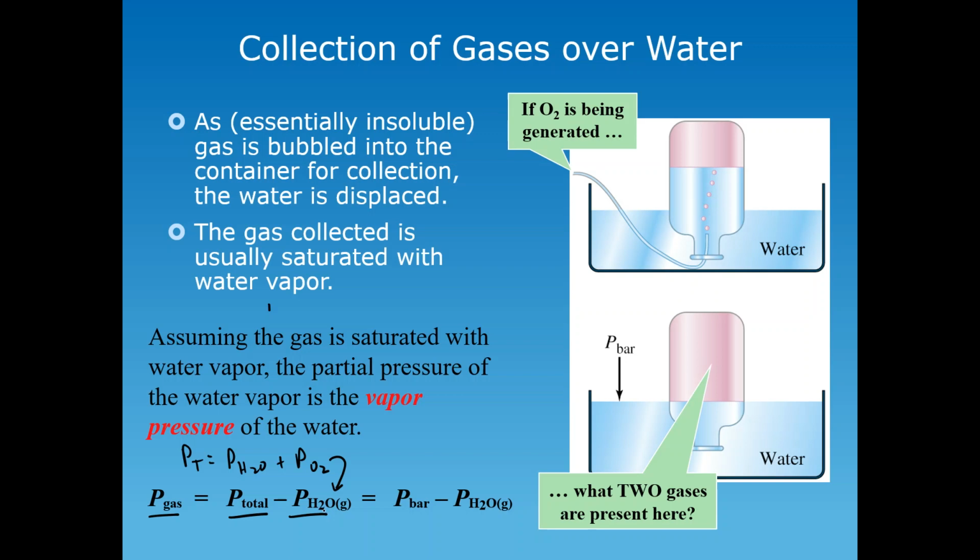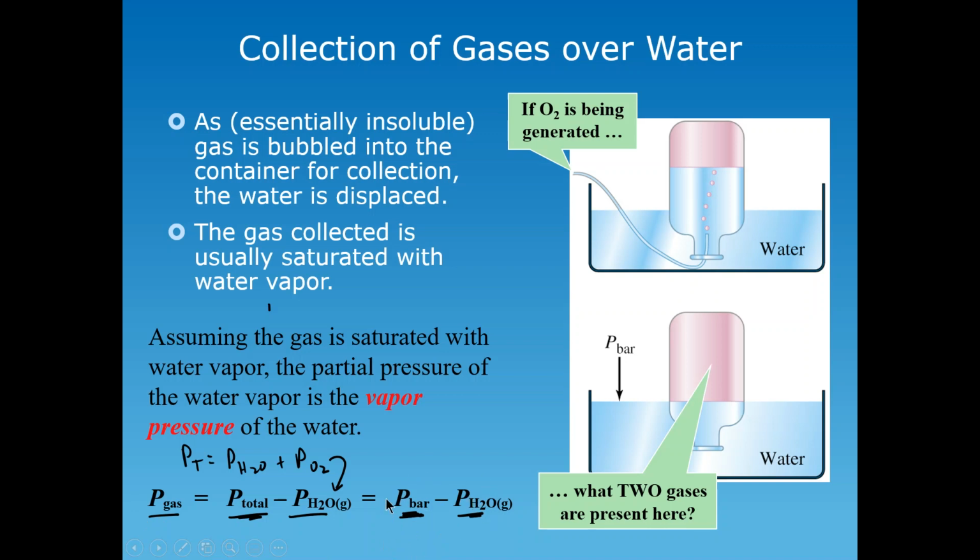of water. And since we know that the total pressure here is equal to the barometric pressure or the atmospheric pressure, then we can write this down. The pressure of the gas will be equal to the barometric pressure minus the vapor pressure of water. All right? So basically, we can calculate the pressure of the gas that is collected if we know two things: the barometric pressure and the water vapor pressure.